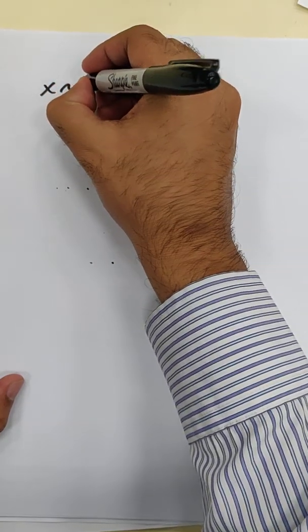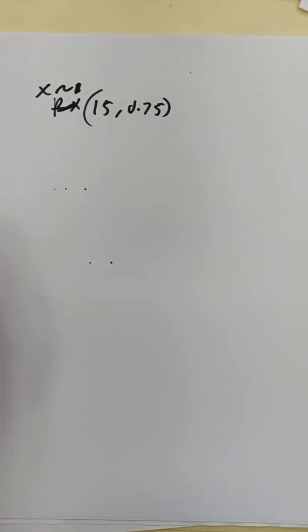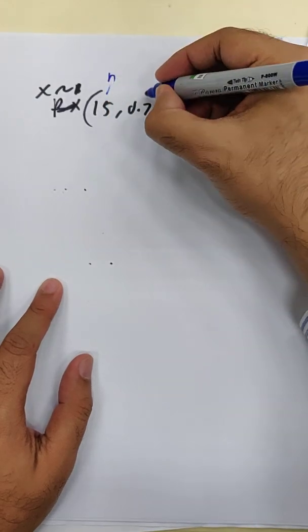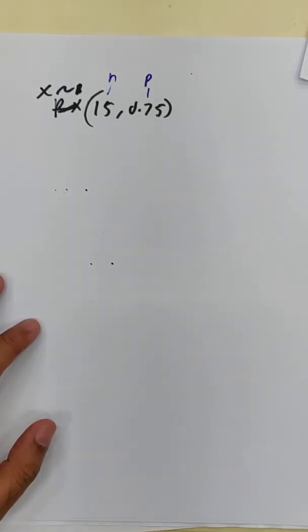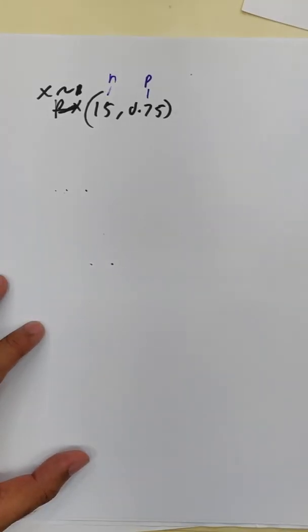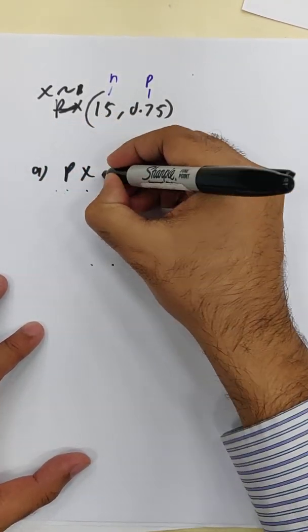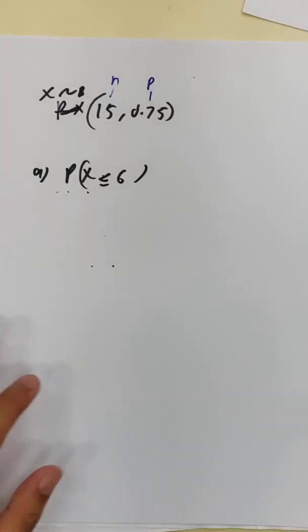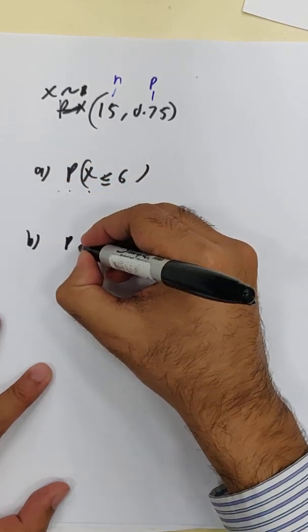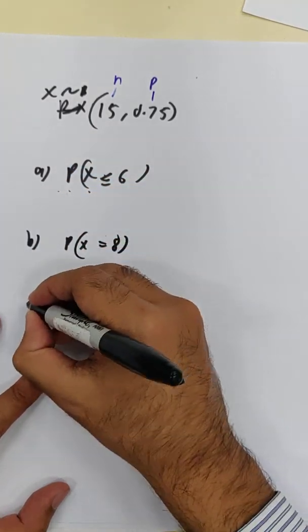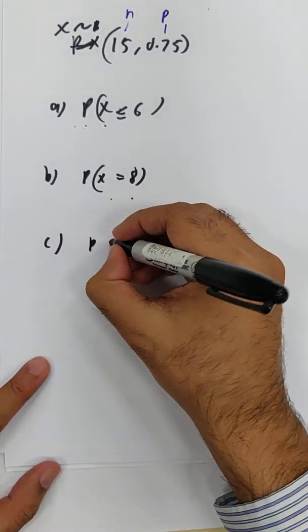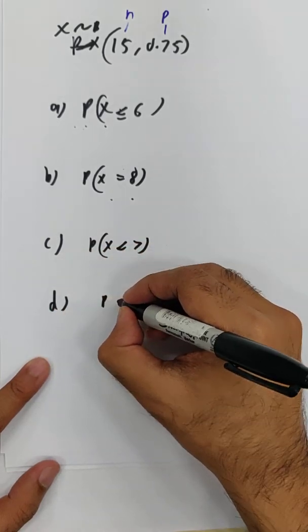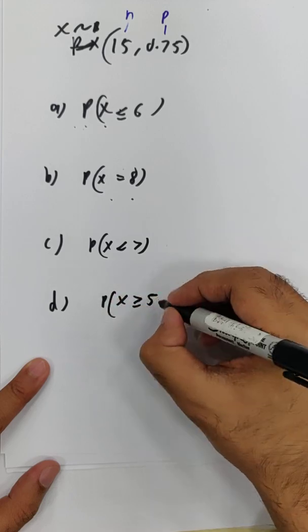So X is binomial, when n is 15, p is 0.75. Okay, let's say you want to find this value: P(X ≤ 6), P(X = 8), P(X < 7), P(X ≥ 5).